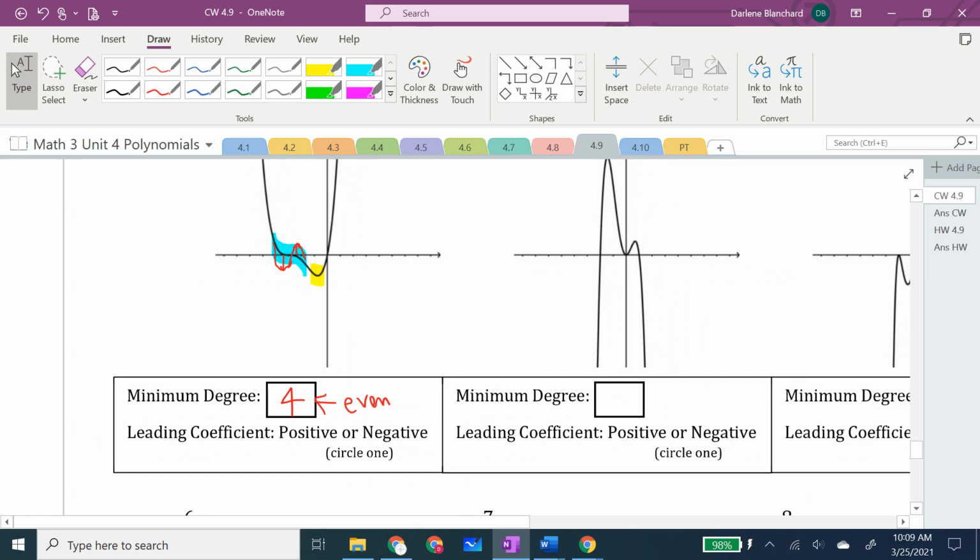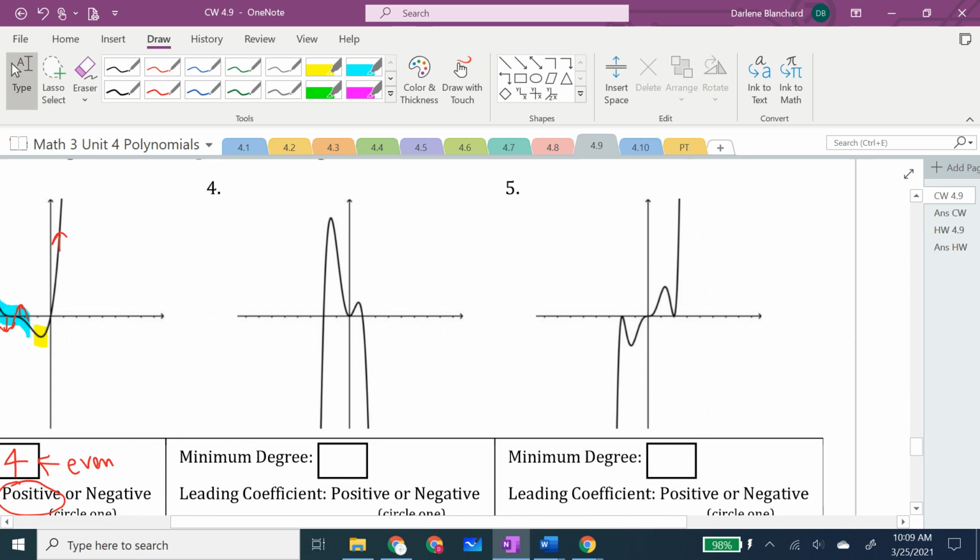So keep in mind that even odd issue. Because the right end goes up, you know that the leading coefficient is positive. Number 4 is easier to spot. 1 relative maximum, 1 relative minimum, another relative maximum. That's 3. Add 1 to that, 4. The leading coefficient is negative on this one because the right end heads down.